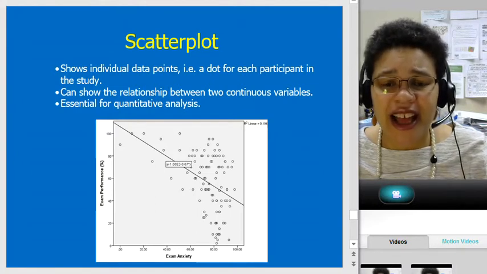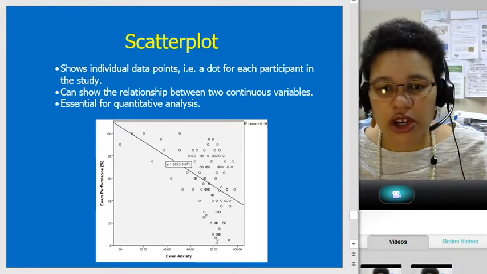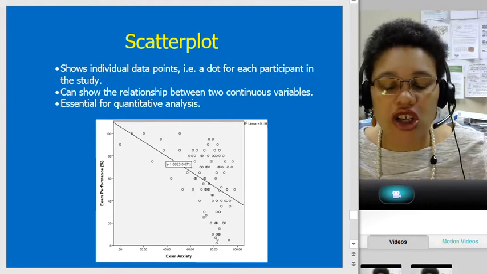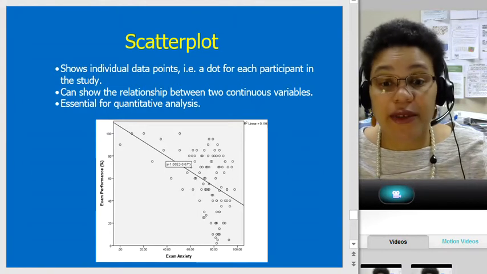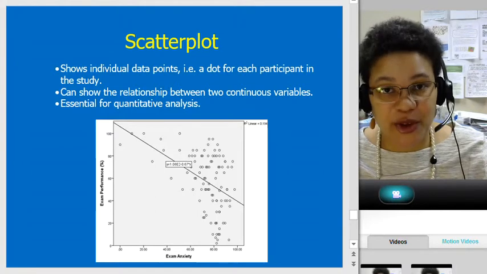Okay? And then you have a large cluster of folks who scored between 80 to 100 on the anxiety scale, and their scores were all over the place. You had some people who scored high on the anxiety scale who were also high in terms of their exam performance, and then you have a bunch of people who scored high on the anxiety scale and were low in terms of their exam performance. Okay, so you see how that worked with the dots?